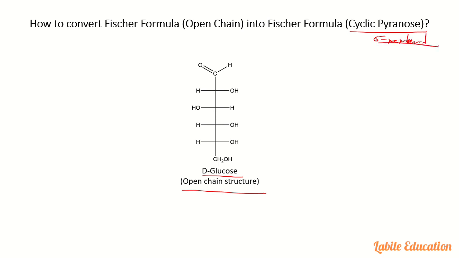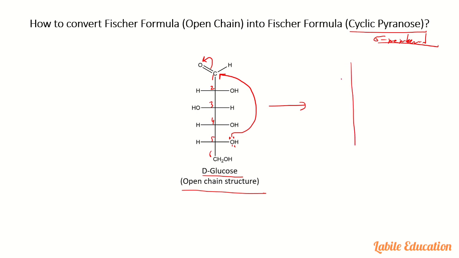This is six-membered ring. So for the six-membered, this is the first carbon, this is second, third, fourth, fifth and sixth. So five carbon and one oxygen will form one cyclic ring. So that will be your six-membered ring. Here this fifth carbon OH group will attack here nucleophilically, and there will be nucleophilic addition, and we will get the cyclic structure. So here we will get the newly generated chiral center.